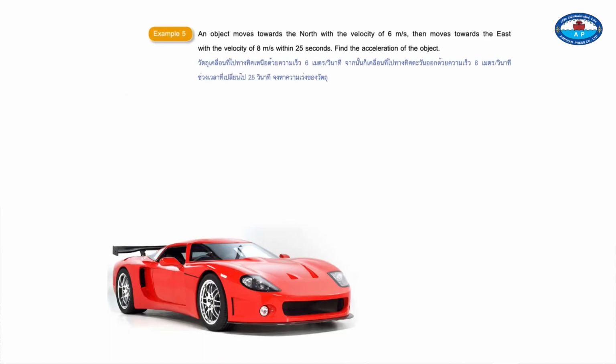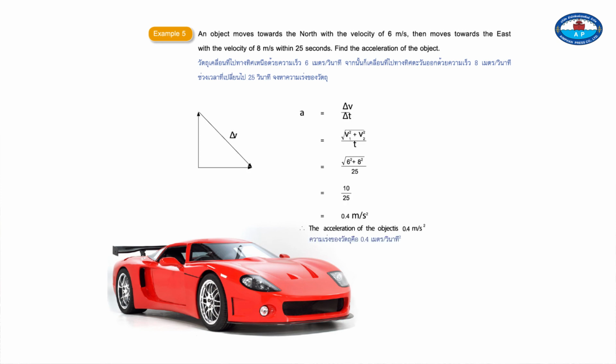Example 5. An object moves towards the north with the velocity of 6 meters per second, then moves towards the east with the velocity of 8 meters per second, within 25 seconds. Find the acceleration of the object. The acceleration of the object is 0.4 meters per second squared.